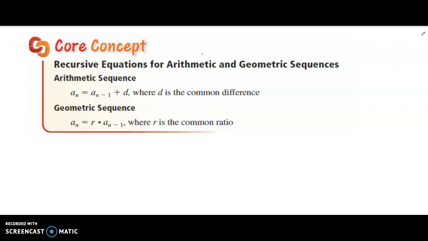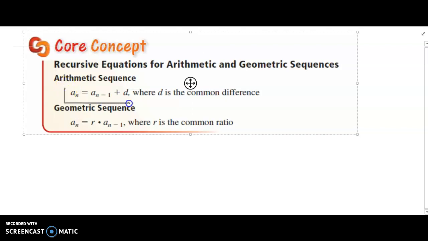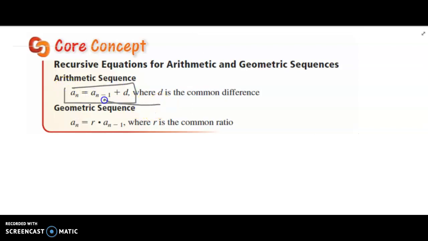Now, we can write both arithmetic and geometric sequences as recursive sequences as well. When we write an arithmetic sequence, it's just a sub n equals the previous term, remember, a sub n minus 1 is the previous term, plus our common difference. It looks a little different, but it's the same thing. And our geometric sequence is going to be r times our previous term, where r is the common ratio. So we're going to multiply the previous by a certain number over and over.